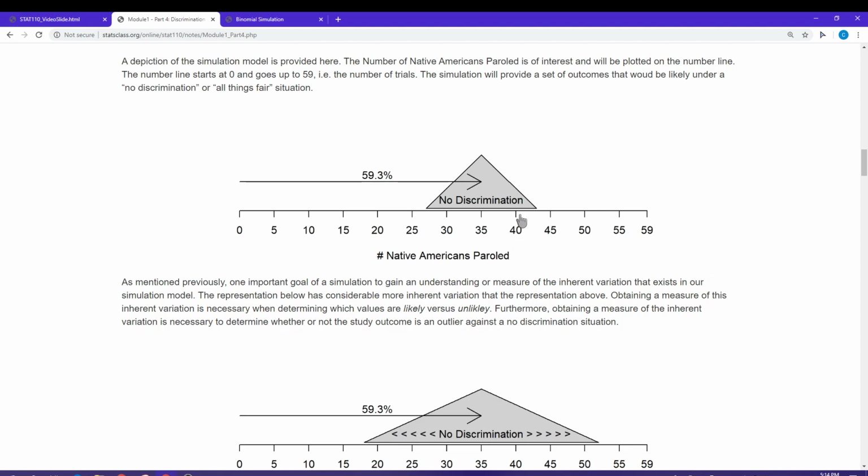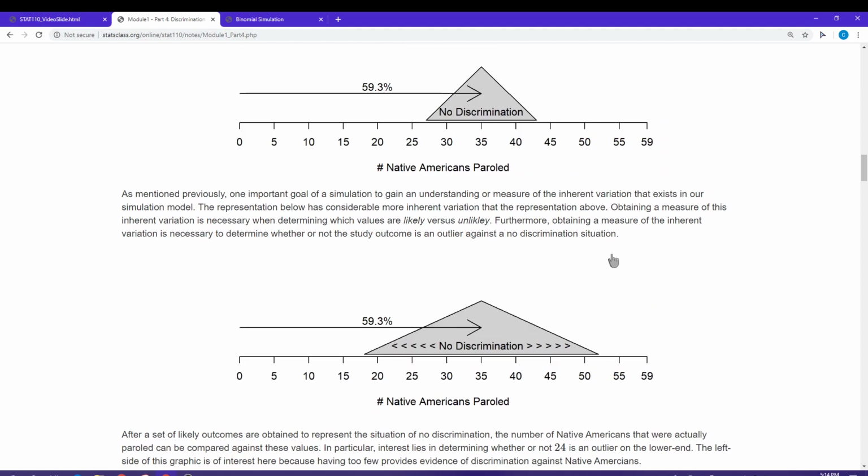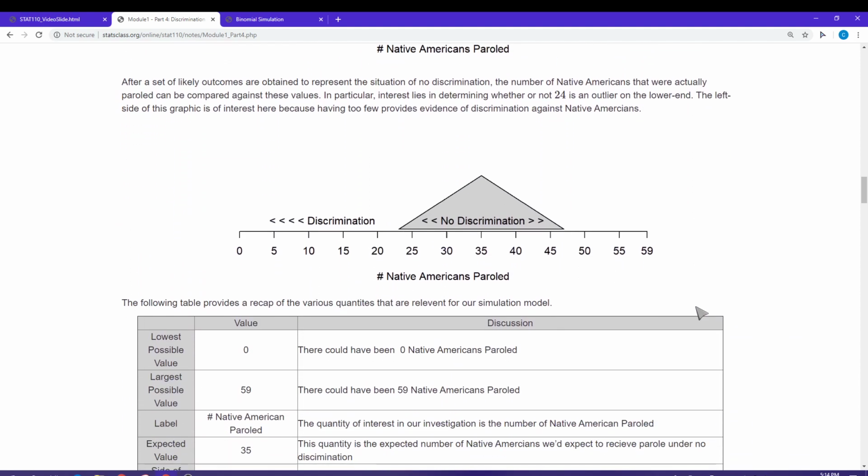Now, again, the main purpose of a simulation distribution is to identify what are likely and unlikely outcomes. So here it looks like that distribution or that pyramid settles down around 26 or 27, or does the distribution settle down around 18, 19, 20? I don't know where that edge of that distribution is without simulating that data or running that simulation model.